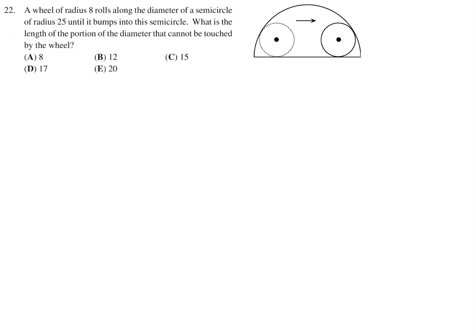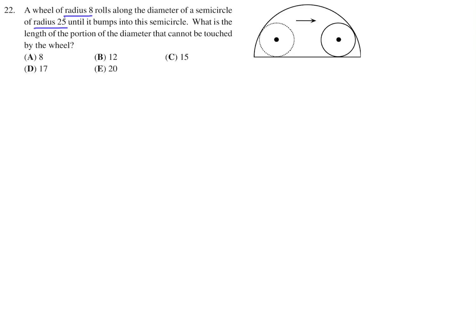A wheel of radius 8 rolls along the diameter of a semicircle of radius 25 until it bumps into the semicircle. What is the length of the portion of the diameter that cannot be touched by the wheel?